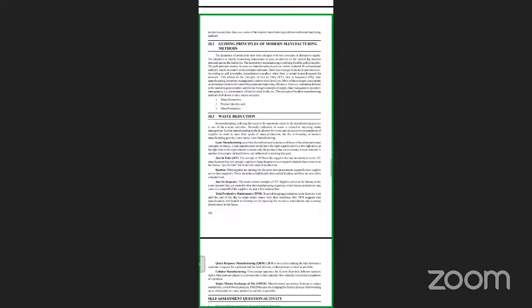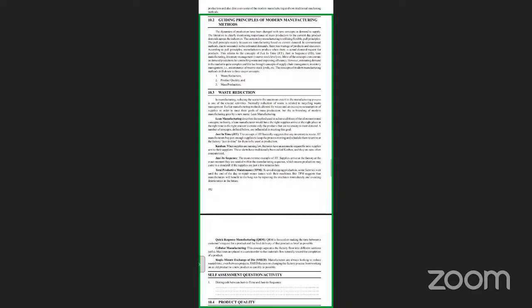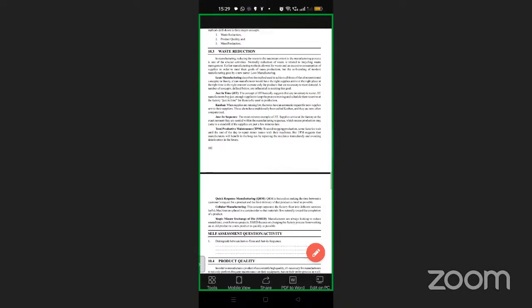Most of the concepts concentrate on demand predictions for controlling waste and improving efficiency. However, estimating demand in the market is quite complex, and this has brought concepts of supply chain management and inventory management, that is maintenance of reserve stock levels. The concept of modern manufacturing methods is drilled down to three major concepts: waste reduction, product quality, and mass production. First we'll discuss waste reduction.